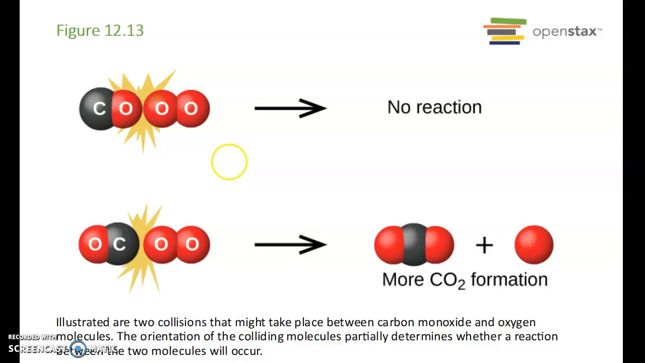So in the first example here, you have no reaction because this isn't the proper orientation. Now you have carbon and oxygen lined up when they collide. You also have sufficient energy here. So now you have carbon monoxide being formed into carbon dioxide. These illustrations are two collisions that might take place between carbon monoxide and oxygen, and the orientation is very critical. Otherwise, you can't get the carbon dioxide.